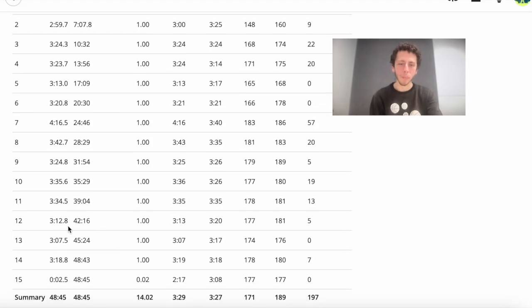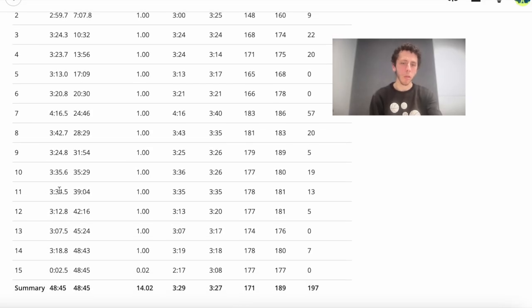And then I'll show you the map after I look at the laps, but you can see that from about 11 kilometers, that's when the downhill starts. And you can see 3:12, 3:07, 3:18 for my last 3 kilometers, and I was able to pull off a total time of 48:45.